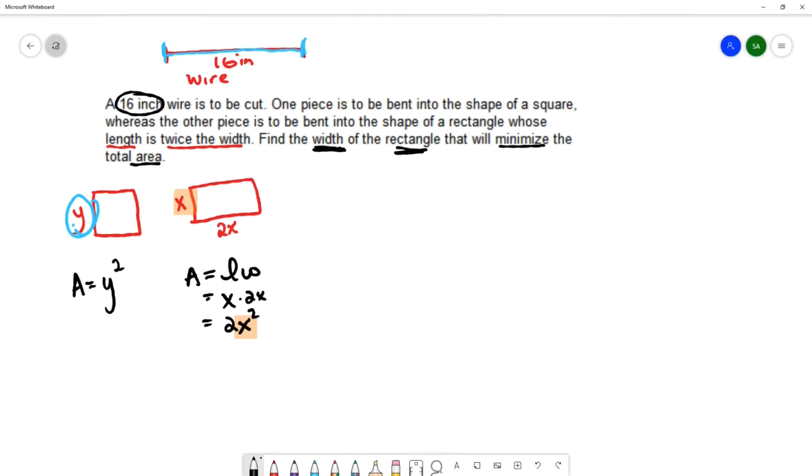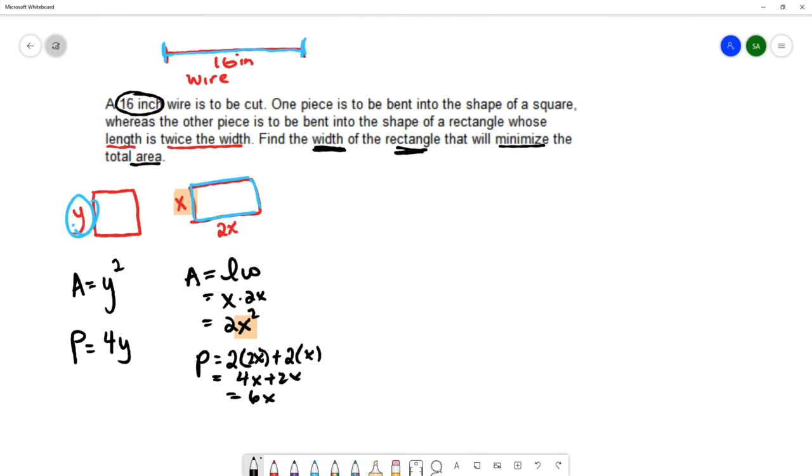So what I'm going to use is the perimeter of this square. The perimeter of the square is going to be 4y, and the perimeter of the rectangle is going to be 2 of the 2x's and 2 of the 1x's. So you can see we have 2 of the 2x's and 2 of the 1x's. So that's 4x plus 2x, which is 6x.